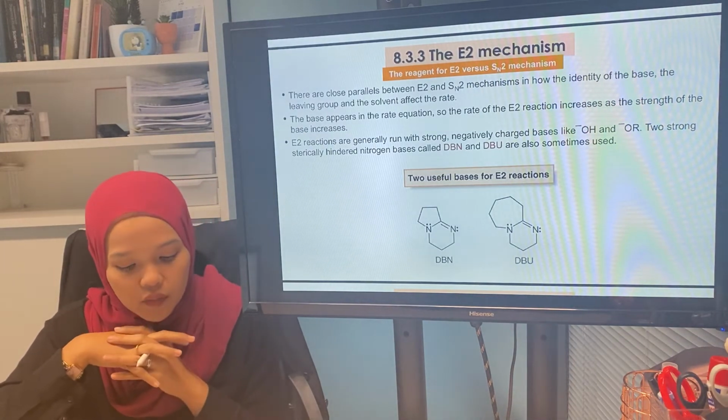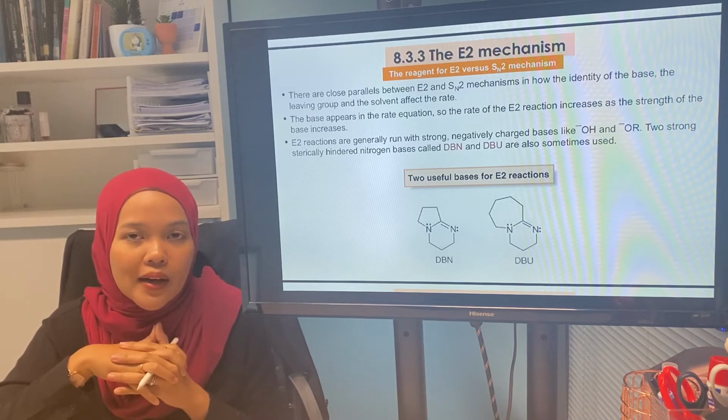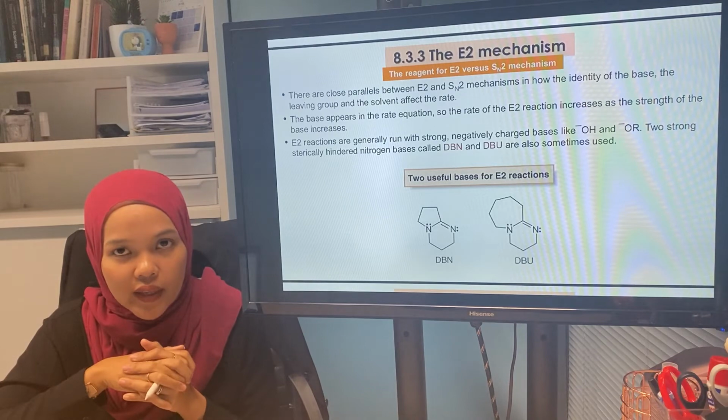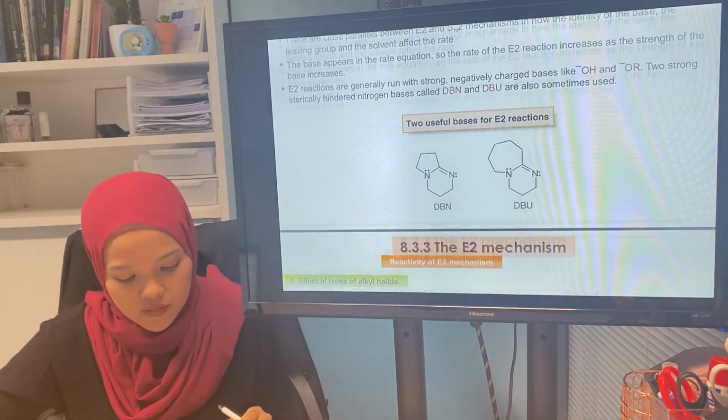So you can read through this slide if you want, but I would say this is not going to be really critical for your level. Okay, so I will skip this part.